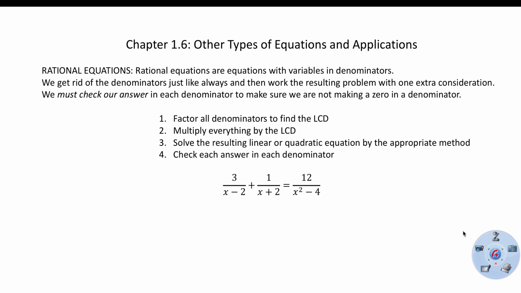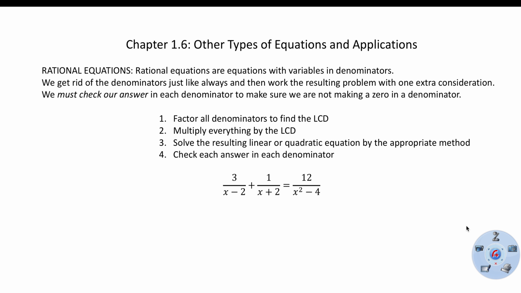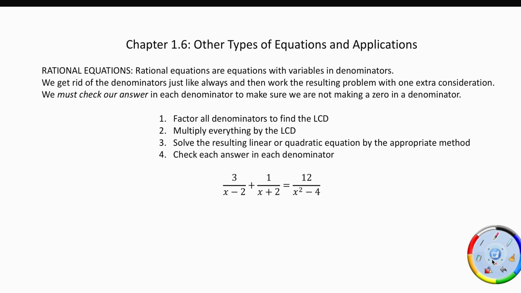Chapter 1.6 is other types of equations and applications. Be aware this section has 4 different kinds of equations in it that we're going to talk about. So there's a lot of information in this section. The first kind of equations that we're going to talk about are rational equations.